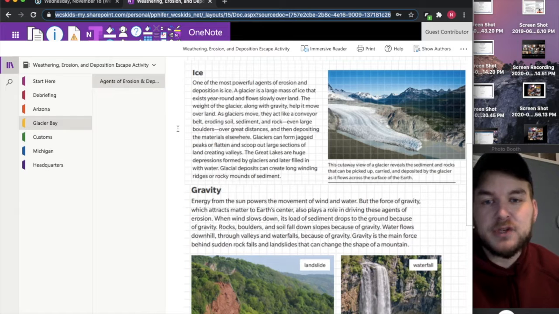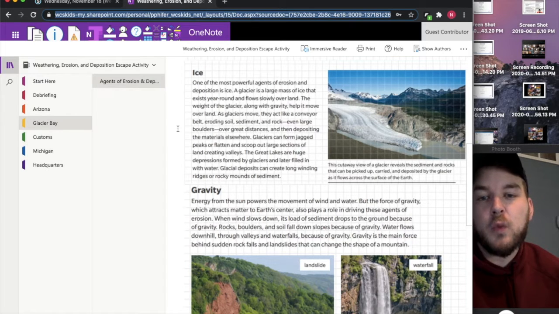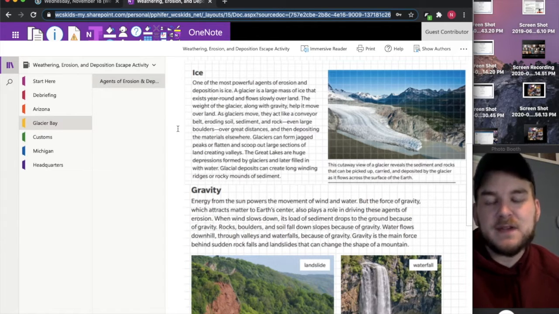Glaciers can form jagged peaks or flatten and scoop out large sections of land, creating valleys. The Great Lakes are huge depressions formed by glaciers and later filled in with water. Glacial deposits can create long, winding ridges or rocky mounds of sediment.